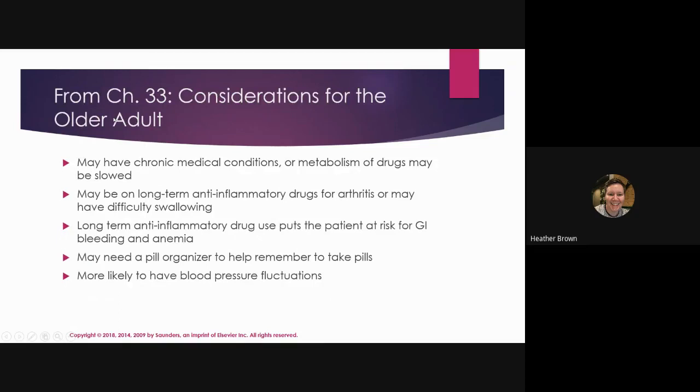Older adults, there's so much for older adults, but we talked about the big thing, changing positions slowly. We talked about long-term anti-inflammatory meds for things like arthritis and how they put the patient at risk for GI bleeding and anemia. Another thing here is a pill organizer. It's a simple tool, but a pill organizer could be very helpful to help our elderly population take their medications. And we've also hit on those fluctuations in blood pressure and needing to instruct them to change positions slowly to accommodate for that blood pressure change.